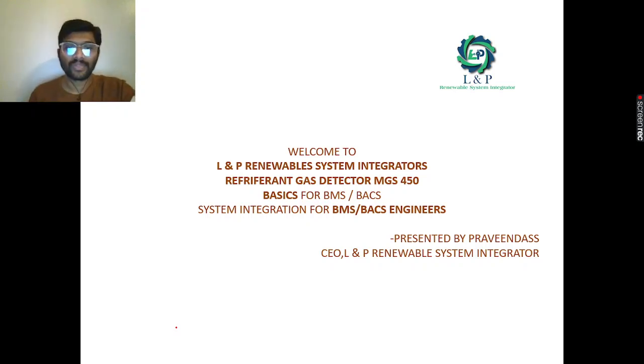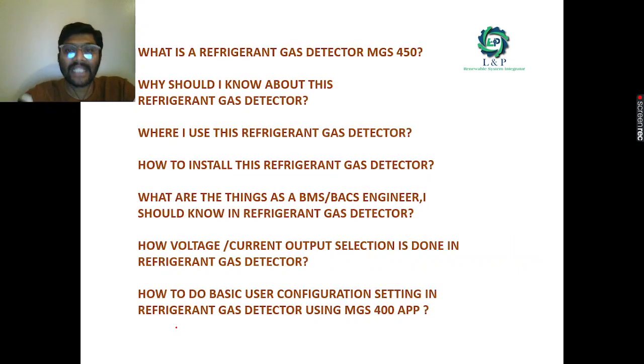Today we will discuss the basics of the refrigerant gas detector MGS 450. If you are going to work as a building management system or building automation and control system engineer, especially in the oil and gas industry, there are confined spaces where a gas detector may need to be installed. If you are using refrigerant as a coolant for chiller plants or for smaller plants and units, there is a possibility for the gas to leak. To detect that, we need a refrigerant gas detector.